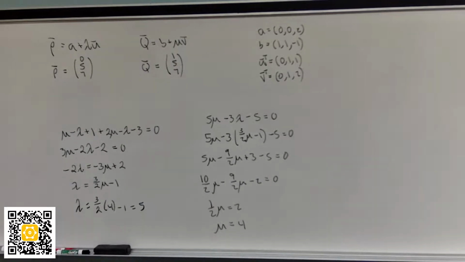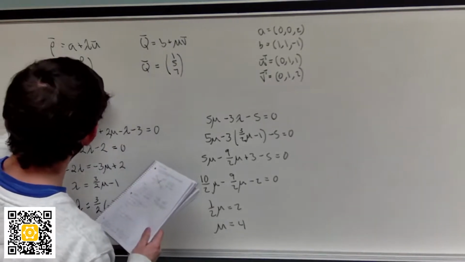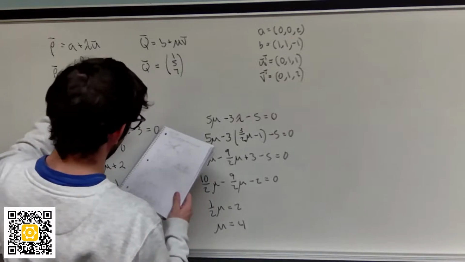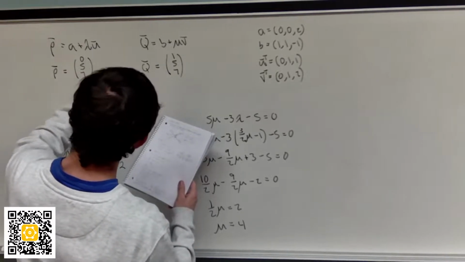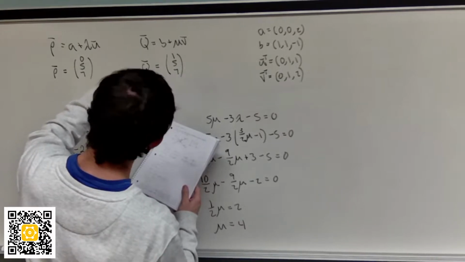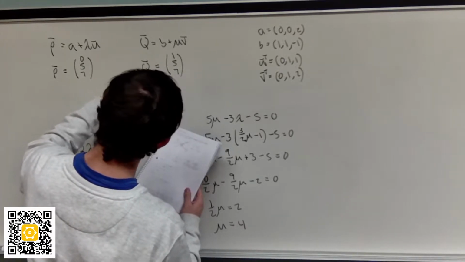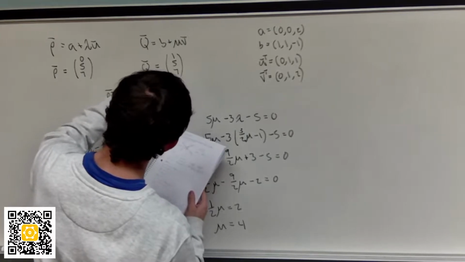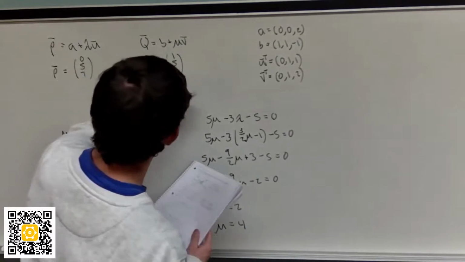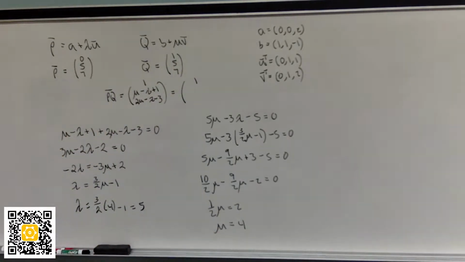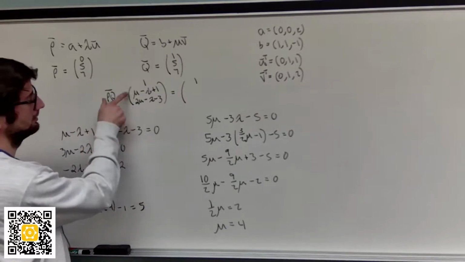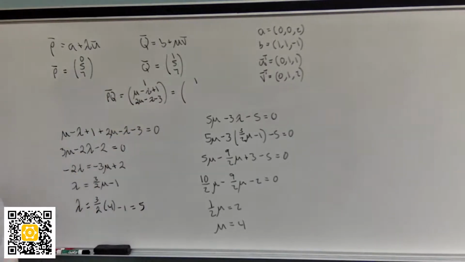All right. So with that information, we can go back to PQ. And I'll just write it out here. It was 1, mu minus lambda plus 1, 2, mu minus lambda minus 3. What would that be equal to? Obviously, we know there's a 1. I'll give you a hint. It's really simple. What is PQ? So now you just plug in the lambdas and the mu's.